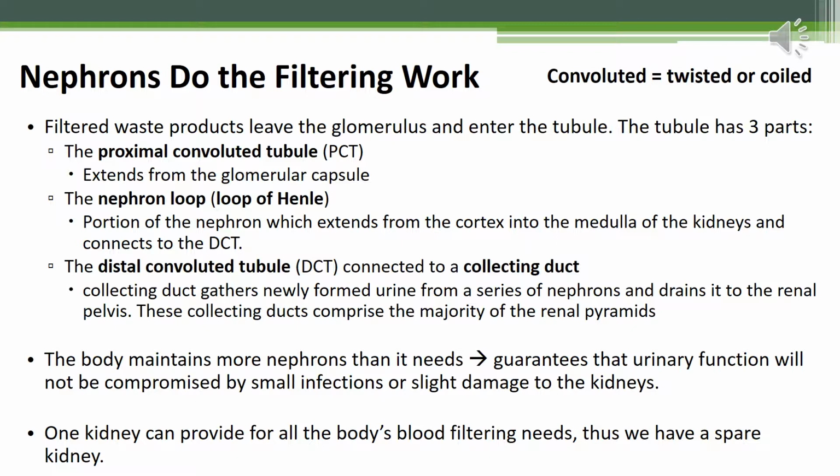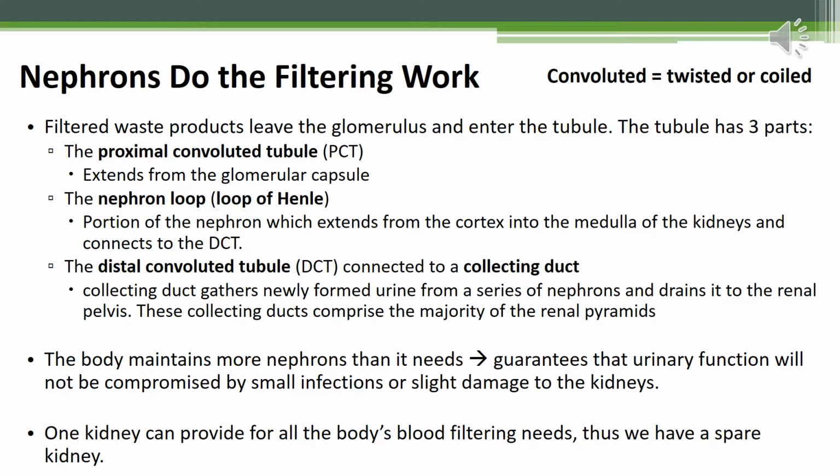And the body actually maintains more nephrons than it needs, which is kind of strange because usually our body just has an amount of organs or organ structures tailored to its needs rather than having extras. But in the kidneys, this excess number of nephrons is what guarantees that urine function will never be compromised by small infections or slight damage to the kidneys, which would reduce the filtration rate if it were not for these extra nephrons.